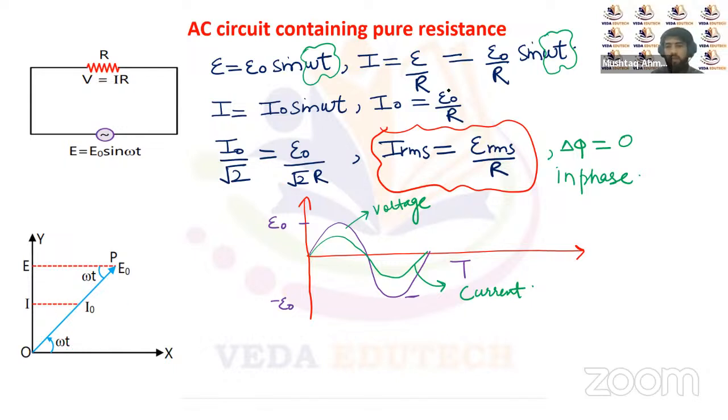And the maximum value of this current is I naught. This is the I naught vector. And the maximum value of the voltage is E naught. So this is the phasor diagram for this AC voltage and AC current for the pure resistive circuit, right?